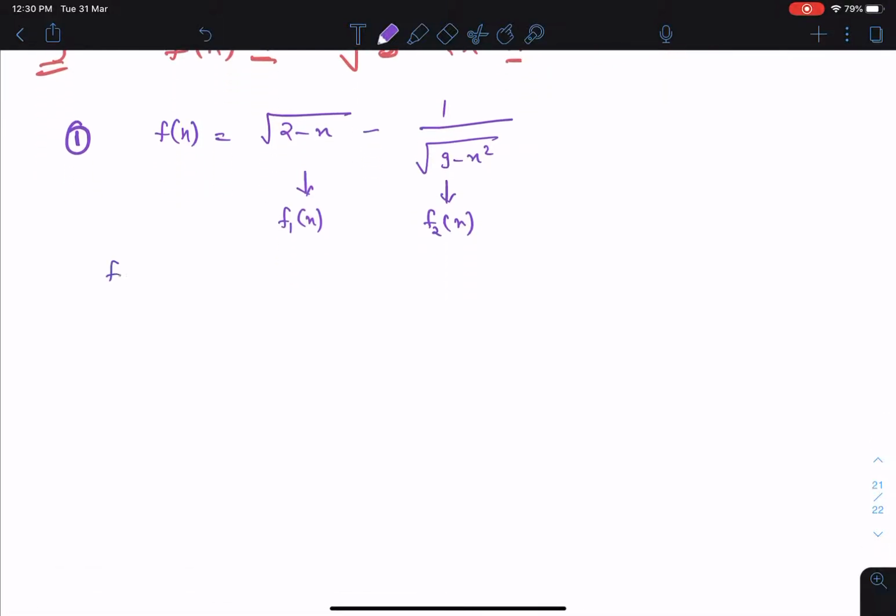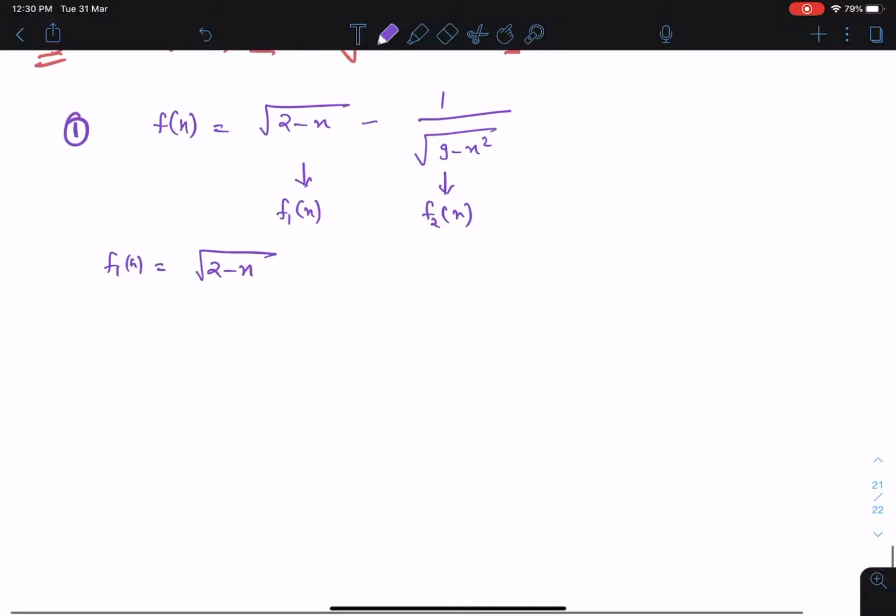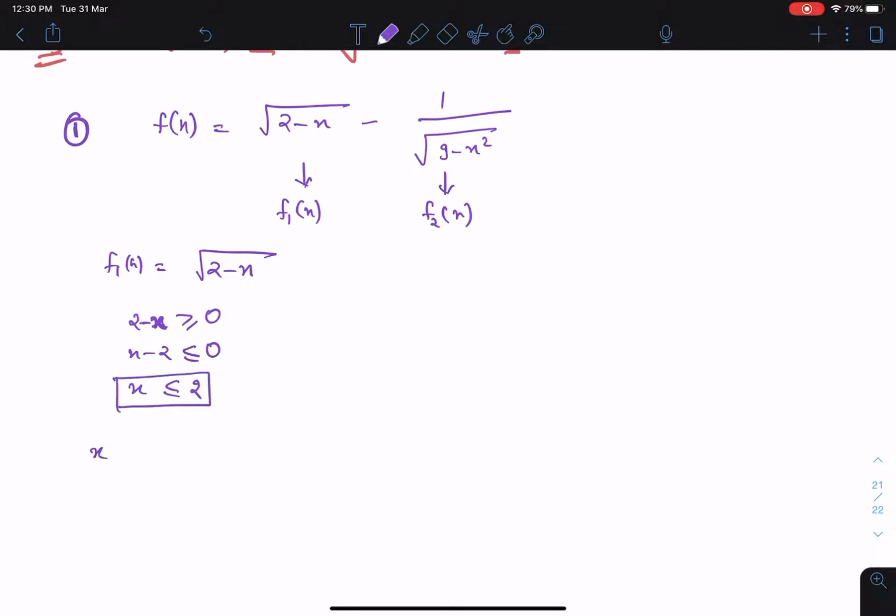So if I'm taking f1(x), which is √(2 − x), you know one rule for the square root, that whatever is inside the square root needs to be greater than or equal to 0. That means x has a negative sign, so you have to make it positive. If you want to make it positive, then the inequality sign will be reversed. So x − 2 will be less than or equal to 0, x will be less than or equal to 2. This is one of the domains you got, which is x belongs to (−∞, 2], including 2. Clear? Now let's talk about f2(x).